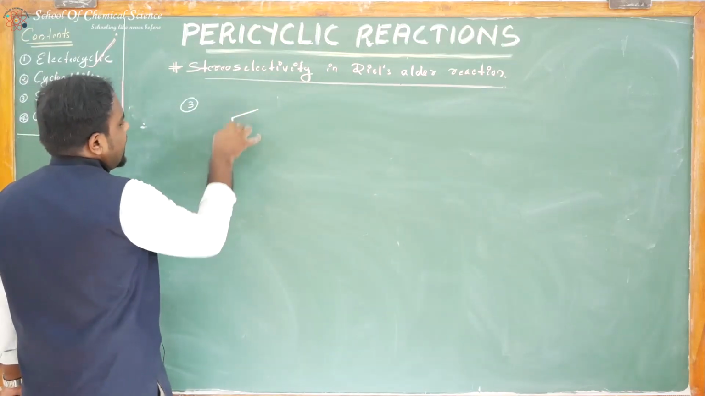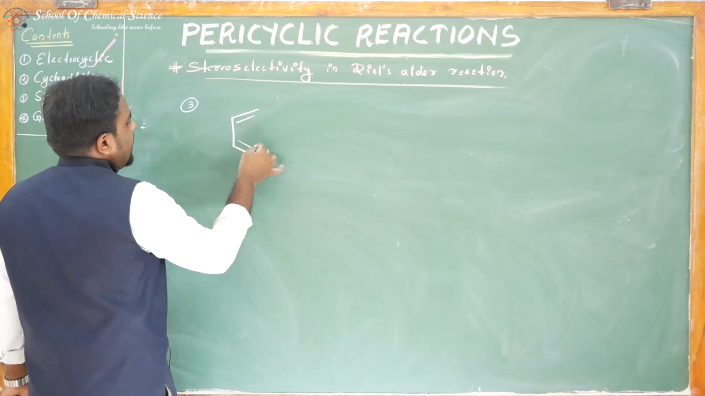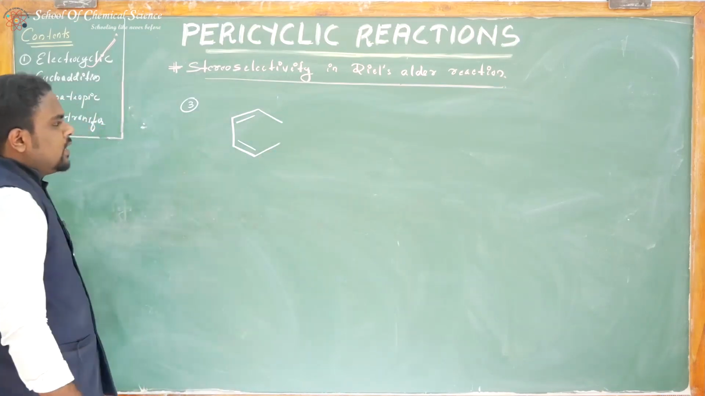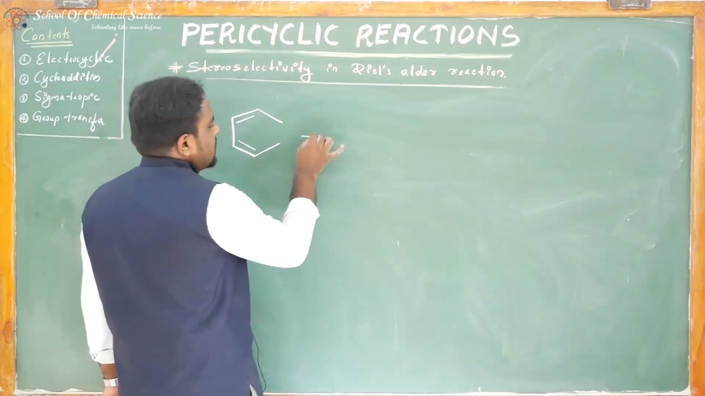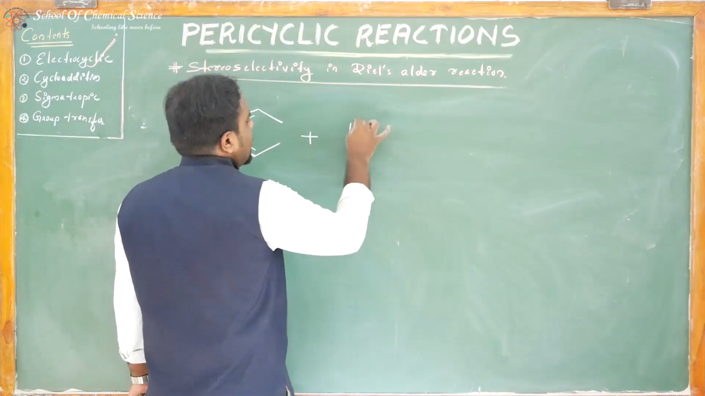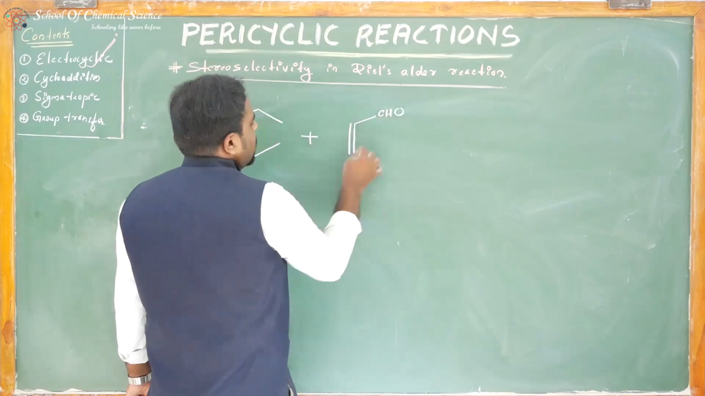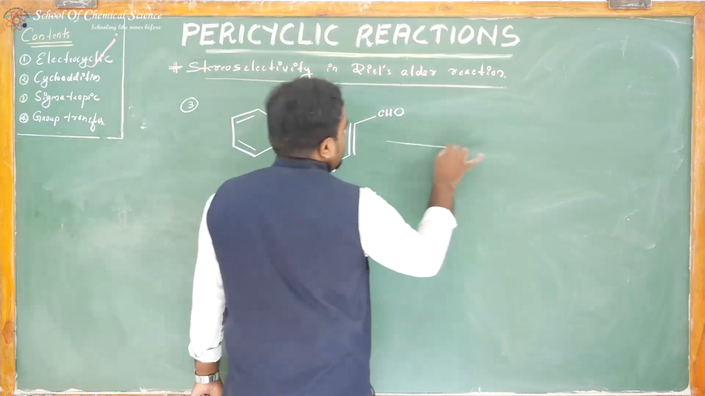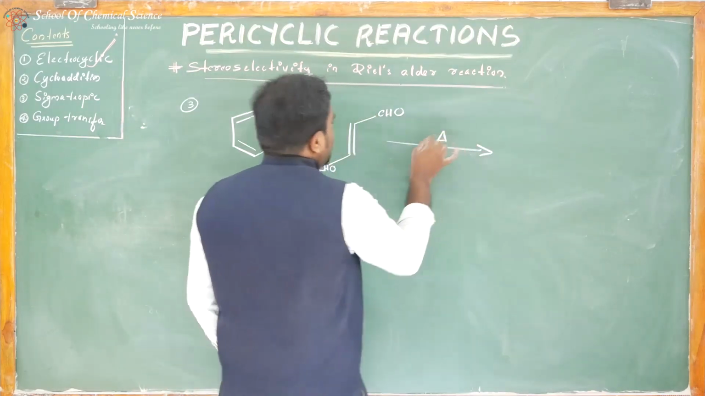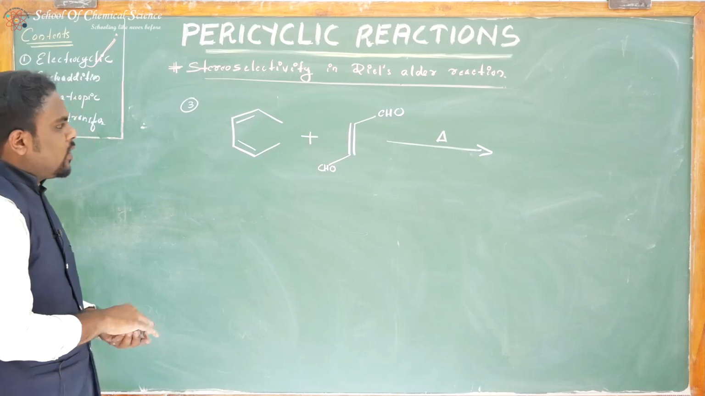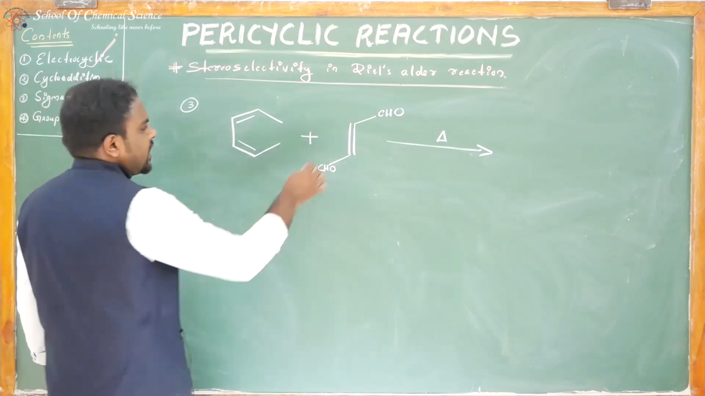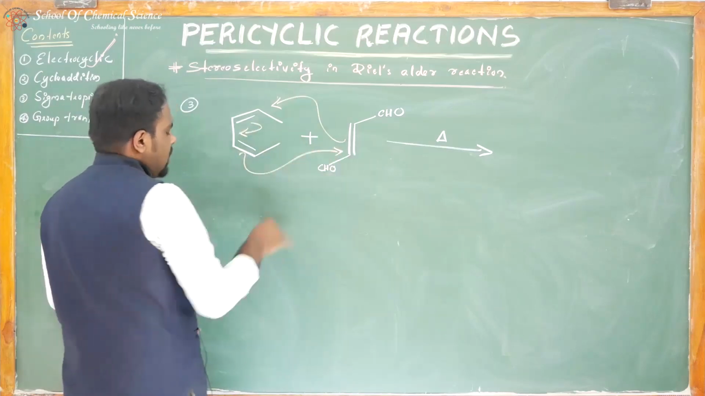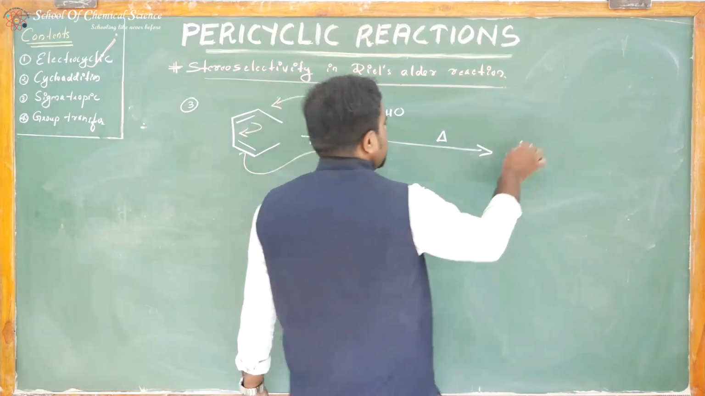Third question, a diene is given. This is a diene, one substituent below, other substituent above, plus a dienophile. This is one CHO, this is the other CHO. They are trans. Under thermal condition, how can we write the product? Product that you can write is a symbol 4+2 cycloaddition reaction.